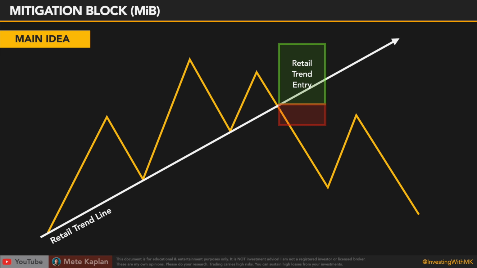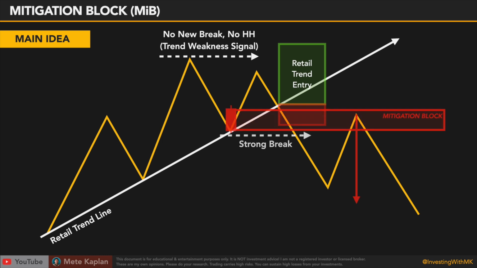One of the key points of identifying strong trends is the quality of new breaks. Are they strong enough? As you can see in this chart, there is not even a new break. This is your first signal of trend weakness. Instead, the price makes a new lower low, changing the course of the trend. This is how a mitigation block, a new supply area, comes into existence.